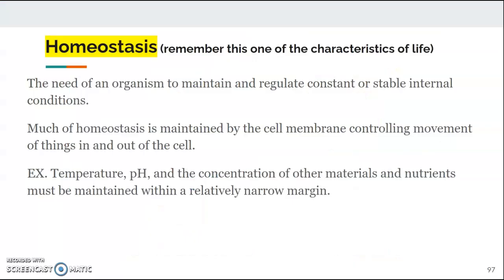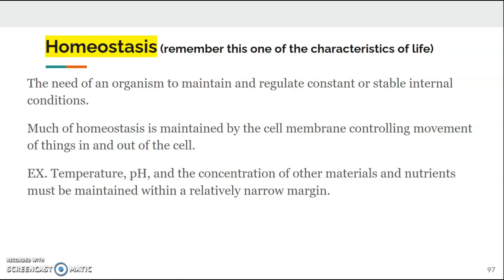Okay. All right. Before we get into it, let's talk about homeostasis. You should remember this as one of the characteristics of life, right? Homeostasis is the need of an organism to maintain and regulate a constant or stable internal environment. Much of homeostasis is maintained by the cell membrane because the cell membrane controls what enters and leaves the cell. Things that we need to control are enzymes, pH, concentration of other materials, and nutrients, right?